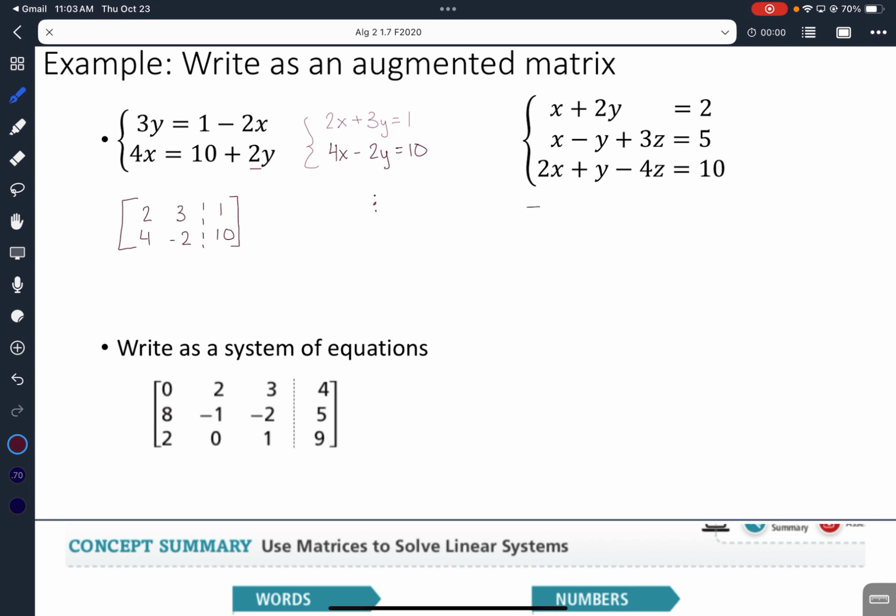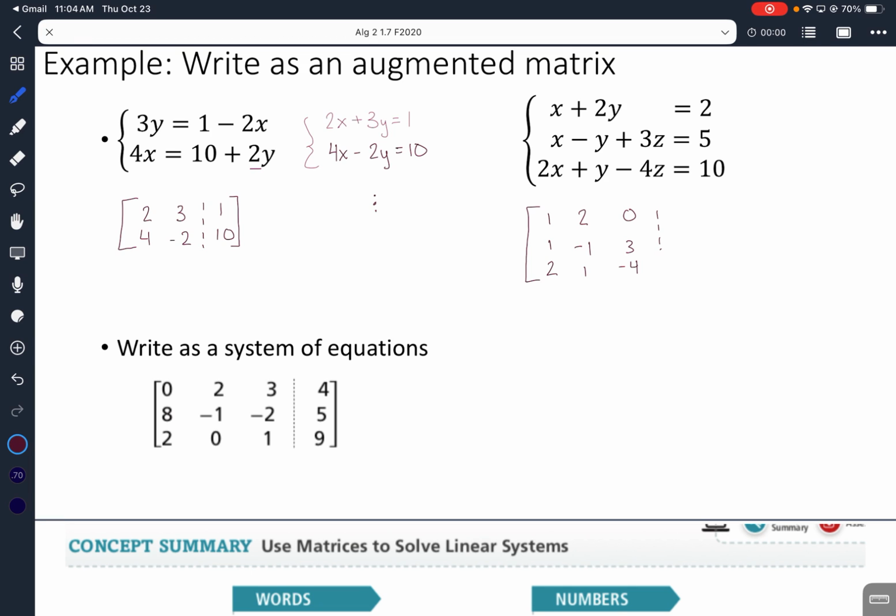Okay. So we just gotta make the columns. So my X column would be what? Not X. Coefficients. 1, 1, 2. Only coefficients. Okay. And my Y column would be 2, negative 1, 1. My Z column, 0, 0, 3, -4. You guys picked up on it. I didn't even have to tell you.